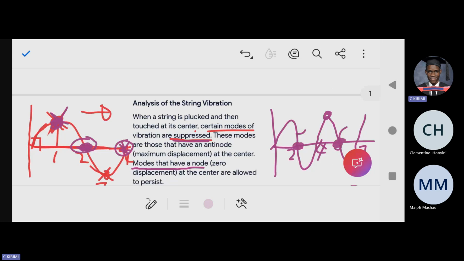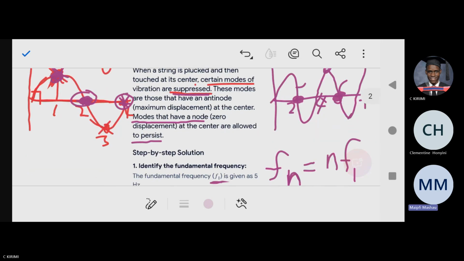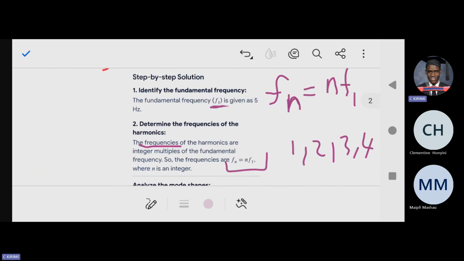When you pluck a string and then you touch the center of that string, the only modes that are going to be suppressed are the ones which are at the center, which are the antinodes, like what you are saying. So basically, they are not vibrating, they're not moving. Yes. In other words, yes. Okay. Now I get it.